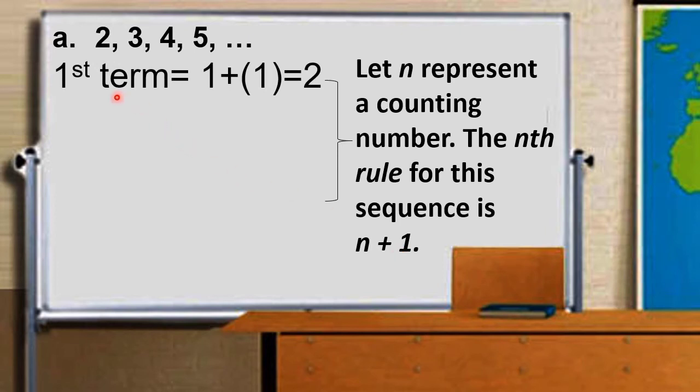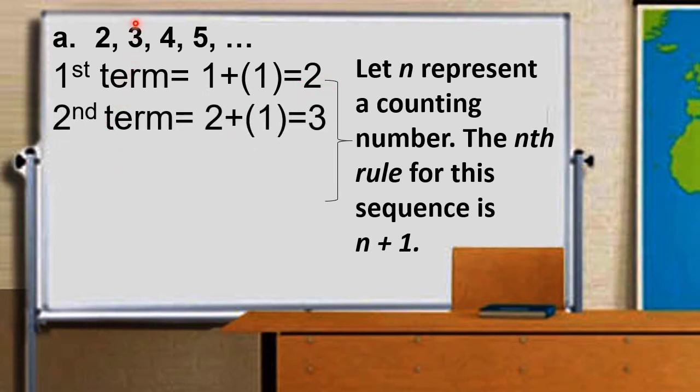So, for the first term, we have yung constant natin, 1. And then, yung first term natin, 1. So, 1 plus 1 is equal to 2. For second term, second means 2. 2 plus yung constant na 1 equals 3. So, tama, 3. Dito na tayo sa third term.